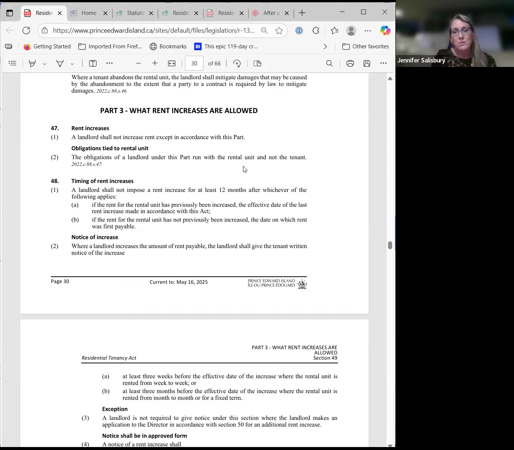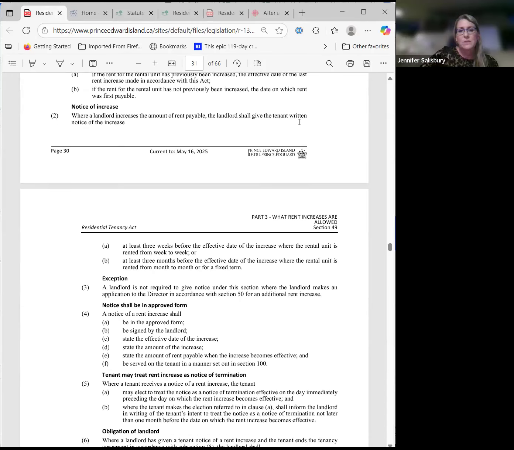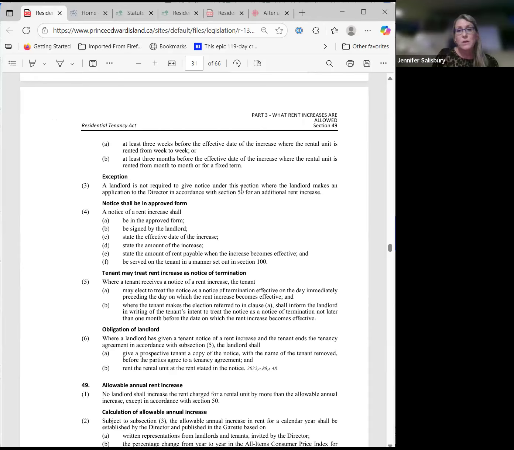A landlord shall not impose a rent increase for at least 12 months after whichever of the following applies. Basically, the first time that they've ever rented or once a year. They can't do it closer than once a year. Where a landlord increases the amount of rent payable, the landlord shall give the tenant written notice of the increase, which is at least 3 weeks before the effective date of the increase where the rental unit is rented from week to week. So you've got to give them 3 weeks notice, or at least 3 months if you're renting month to month. That makes sense.